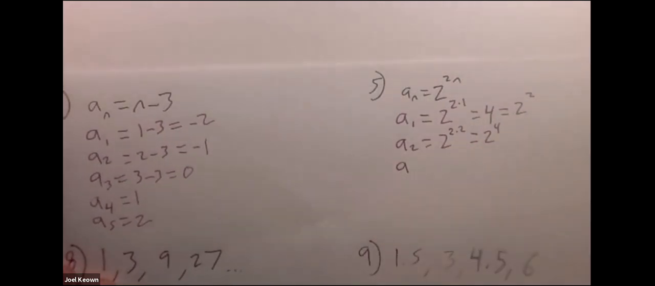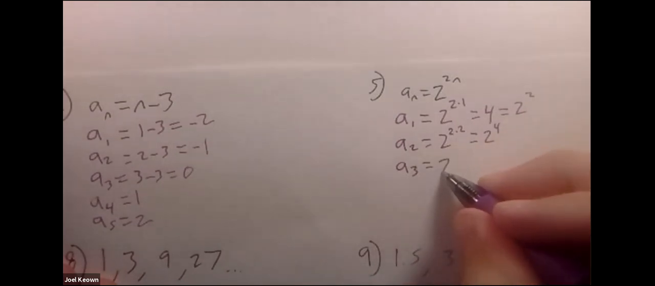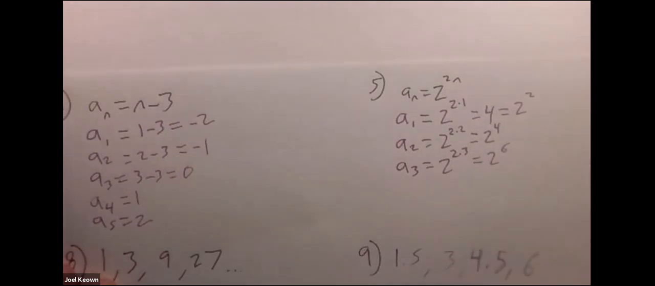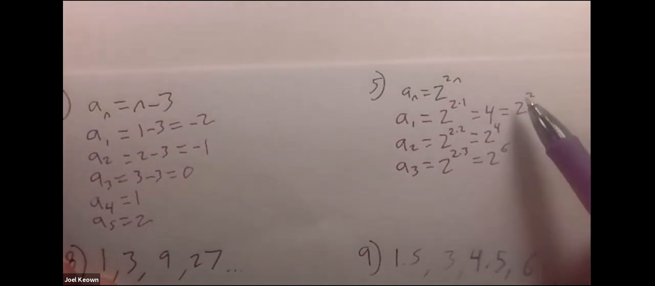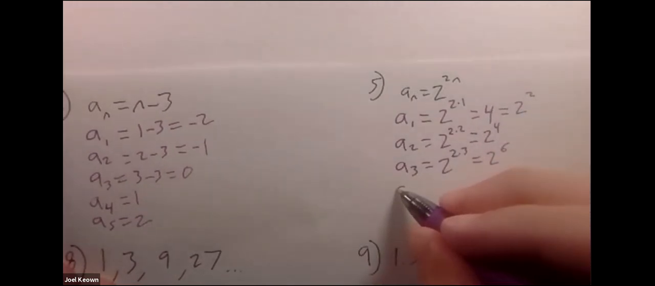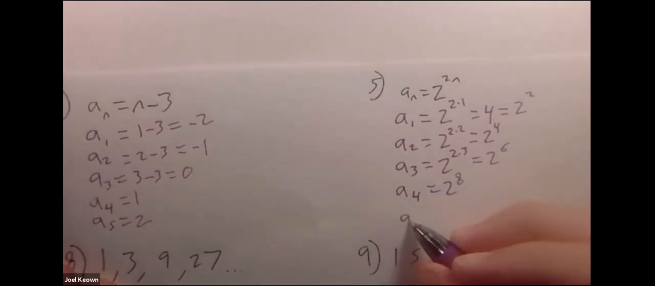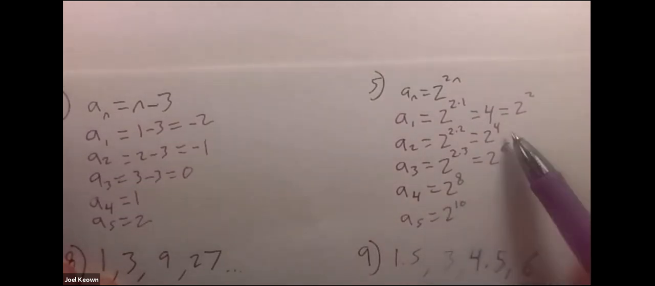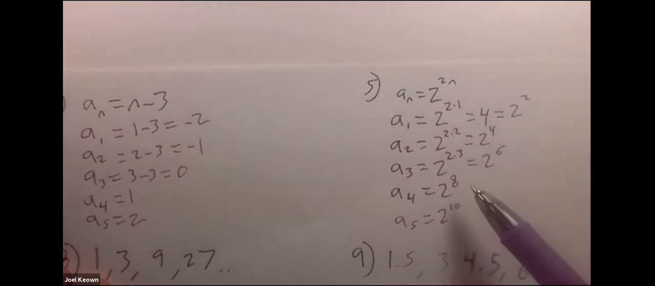Because that'll help me see my pattern a little better. Next one's going to be 3. So I have 2 to the 2 times 3, which is 2 to the 6th. And now I can see my pattern. I have 2 to the 2nd, 2 to the 4th, 2 to the 6th. The exponents are just going up by even numbers. So a sub 4 is going to be 2 to the 8th, a sub 5, 2 to the 10th power. And yes, I could plug each of those into my calculator to get a number, but once I get right around here, I'm going to get a super big number. I'm perfectly okay just leaving it like that.